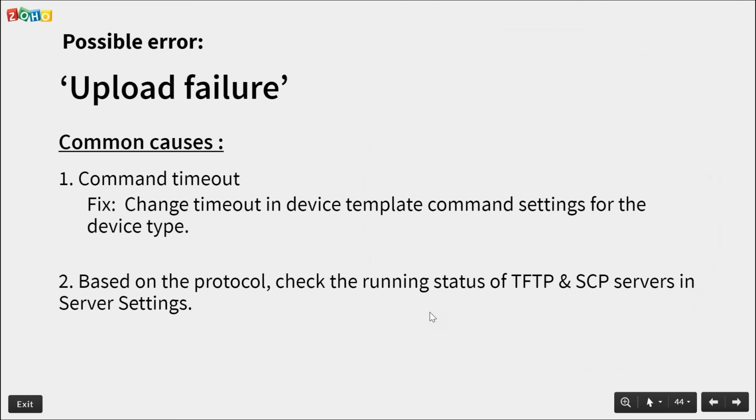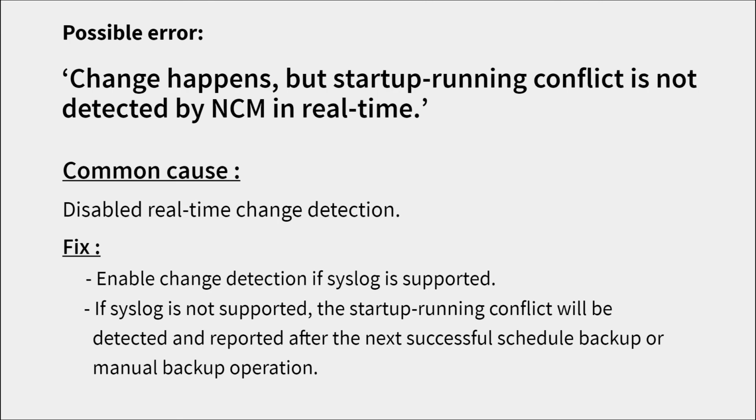So during that, you might come across an error which says upload has failed. So you have to edit the timeout value and try again. Also check if the TFTP and SCP servers are in a running state. Another possible error is that a change happens but the startup running conflict is not detected. It can be due to disabled real-time change detection. So for that, you have to enable change detection if syslog is supported. And if syslog is not supported, the running and startup configuration conflict will be detected and reported only after the next backup operation.